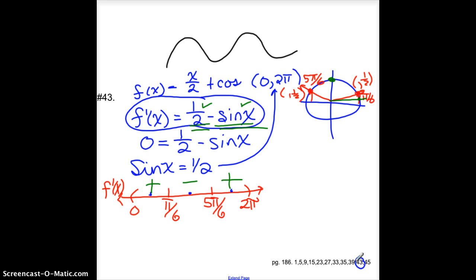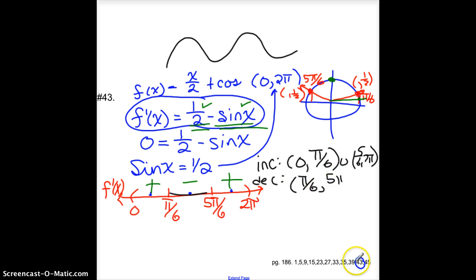So I am right now knowing that my function is increasing, because that was one of the questions. It's increasing from 0 to pi over 6 non-inclusively, and it's also increasing from 5 pi over 6 to 2 pi non-inclusively. Likewise, it was decreasing in between them, so I'd say decreasing from pi over 6 to 5 pi over 6. The second part of the question, so that was part A.